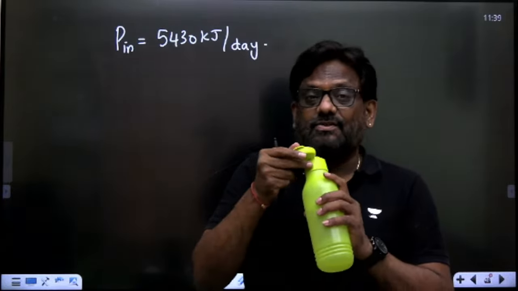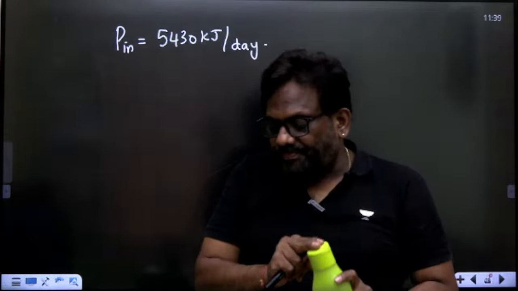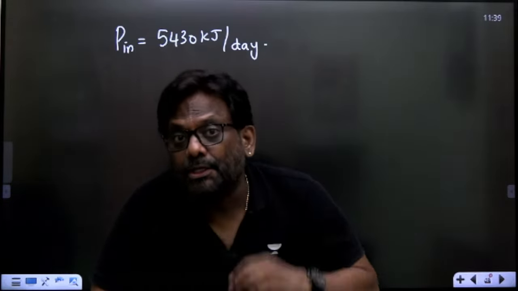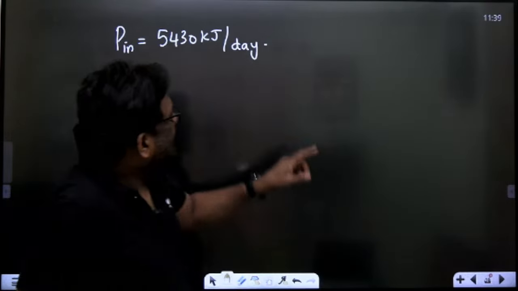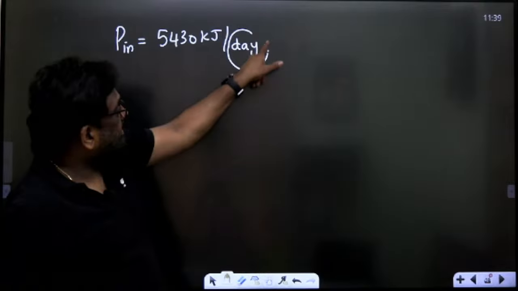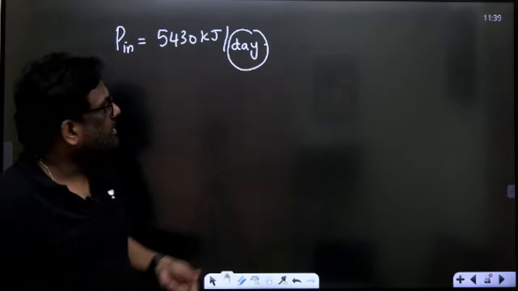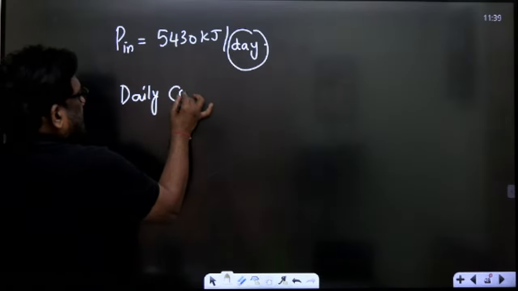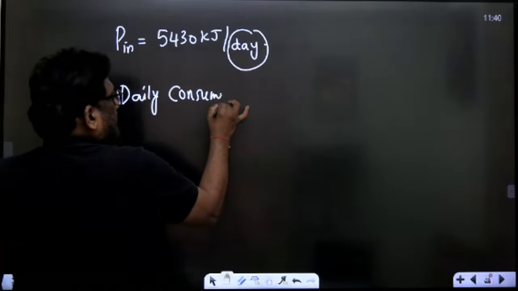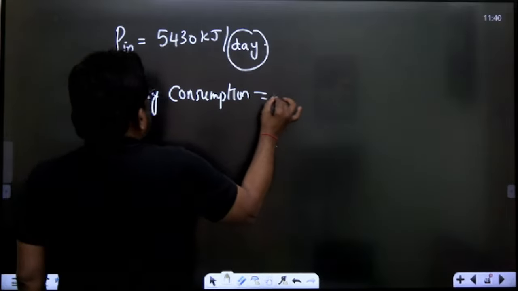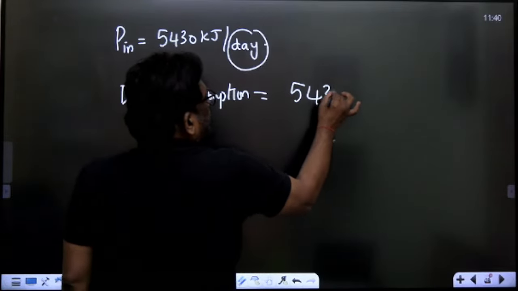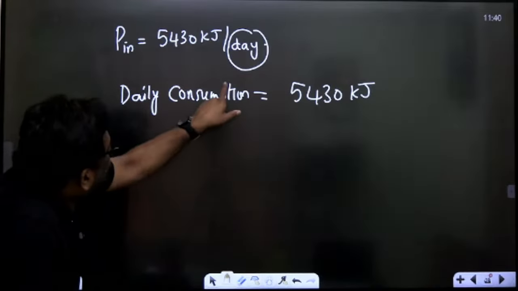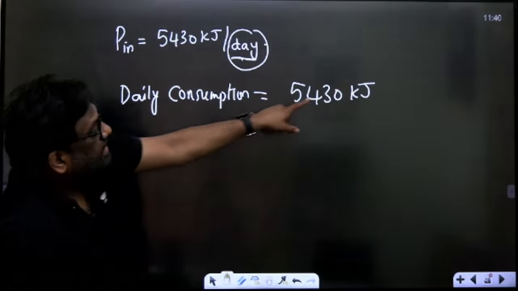But the answer is not this. He is asking the daily electricity consumption in kilowatt hour. Is it a daily consumption? Yes, sir. Power input is daily. So the daily consumption is 5430 kilojoule, but he is asking the daily consumption, ये तो per day है, means daily, in kilowatt hour.